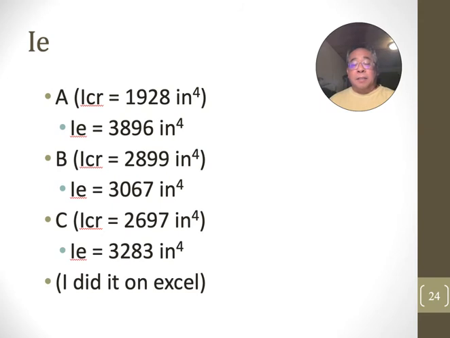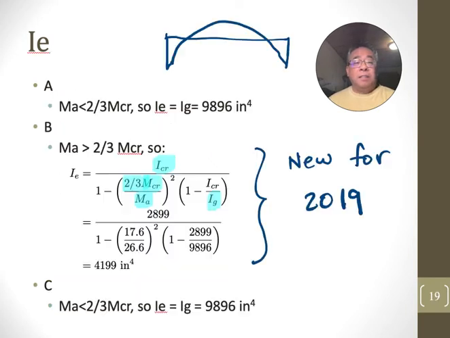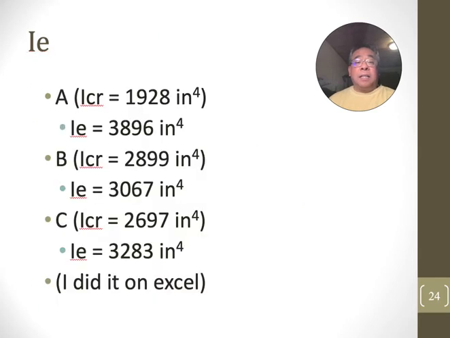And I'm going to skip all the details, but all three were cracked, and so you had to use that long equation, this one here, new for 2019. You have to do that for A, B, and C because all three were cracked. I'm going to skip the details, and these details aren't even in that last video. It wasn't worth it. And these are the moments of inertia.